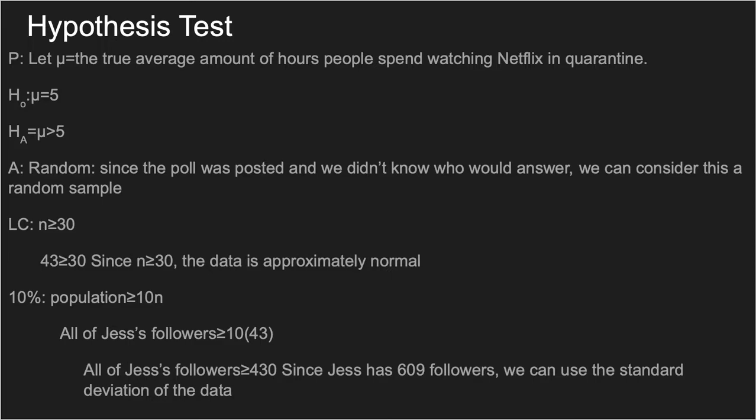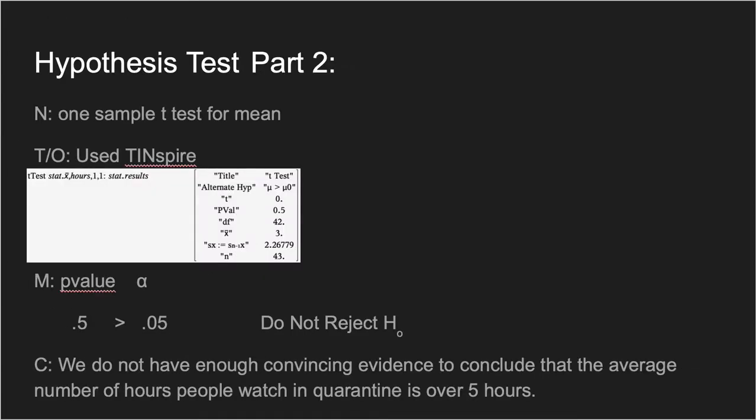10% condition, population is greater than or equal to 10n. All of Jess's followers is greater than or equal to 430. Since Jess has 609 followers, we can use the standard deviation of the data. For n, we use one sample t-test for mean, and for t, we use the TI Nspire, which you can see the t, p-value, degrees of freedom, standard deviation, and for m, p-value is 0.5 and alpha is 0.05, so 0.5 is greater than 0.05, so we do not reject the null.